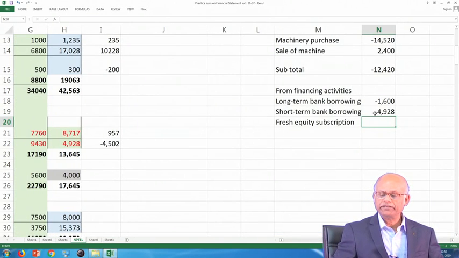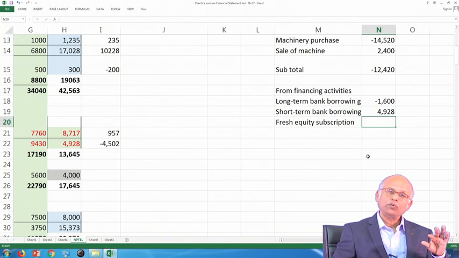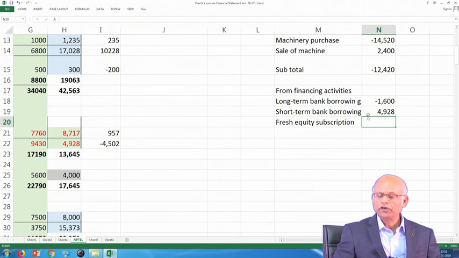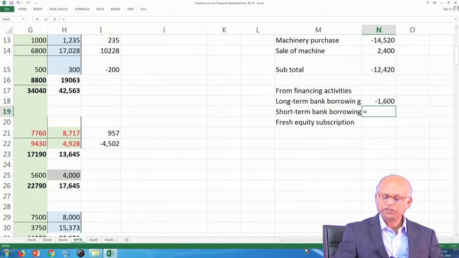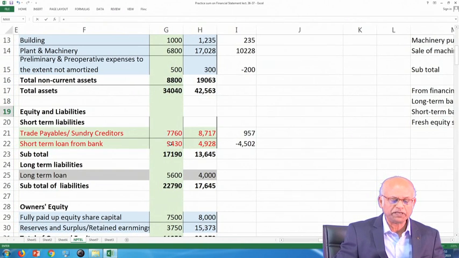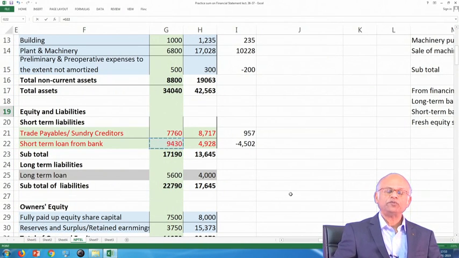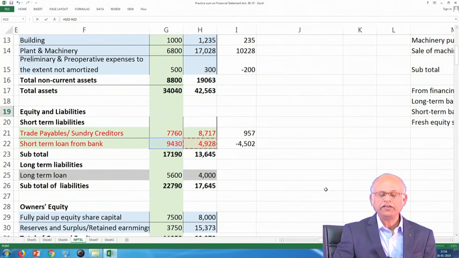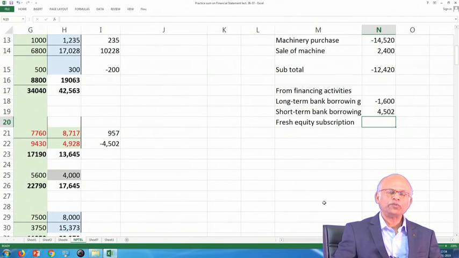Now, again it is the closing balance. So, we have to see the difference between the previous year's balance and this year's balance. Previous year's balance was 9430 minus the current year's balance of 4928. Whatever was the balance at the beginning of the year, that is the closing balance of the previous year, minus the closing balance this year, makes the increase or decrease in the loan account.